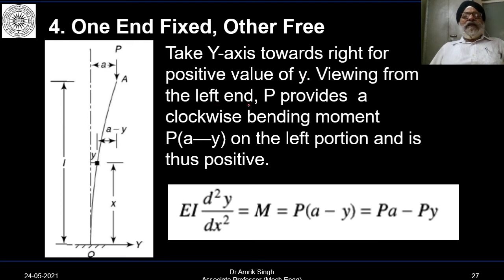Viewing from the left hand, if P is a point load which is acting, the moment will be P into (a minus y). So if you take here, this distance will come a minus y. This will give the moment like this. Because of the sign convention, we have considered that this condition will be positive. So E I d2y upon dx square is equal to the moment, so we can have P into (a minus y).